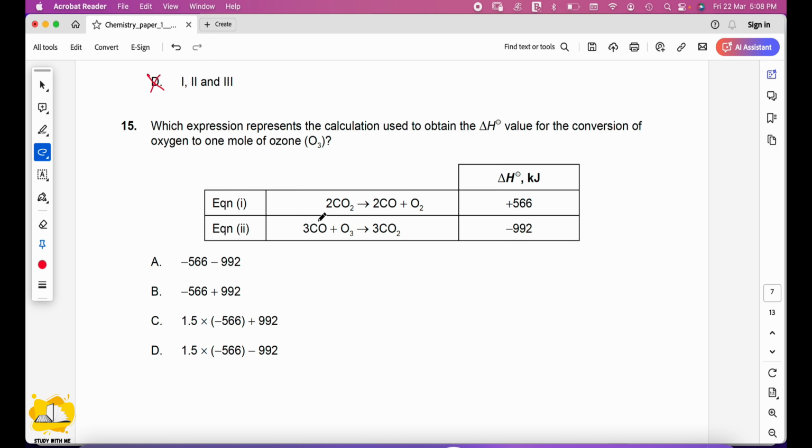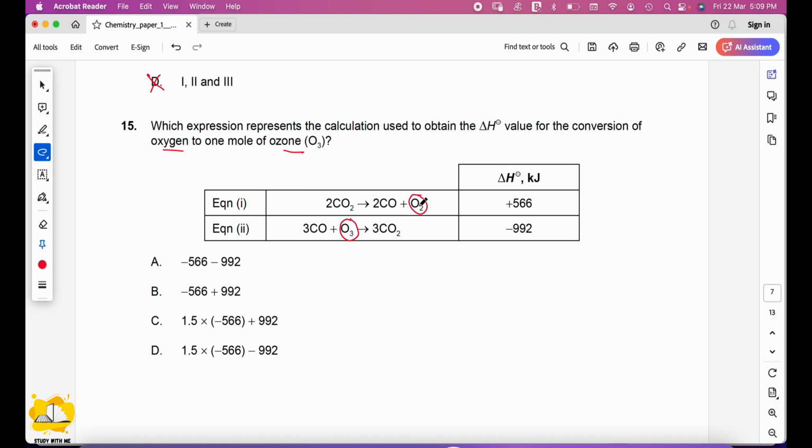Which expression represents the calculation used to obtain the delta H value for the conversion of oxygen to 1 mole of ozone? Okay, so from oxygen to ozone. So we need oxygen and ozone. This is oxygen and this is ozone. So from oxygen to ozone, but this way from ozone to oxygen. So we need to flip these reactions.